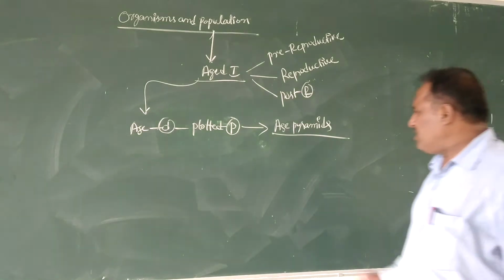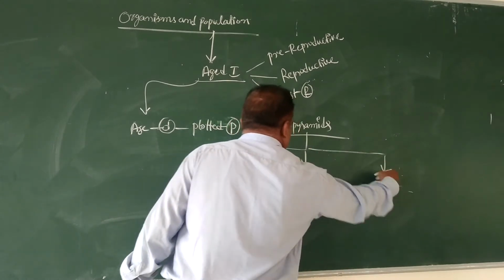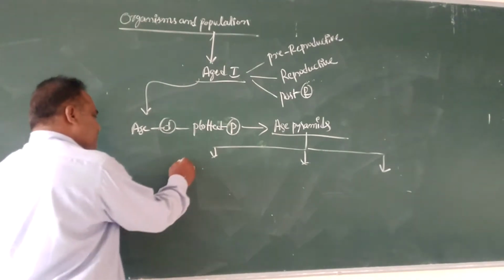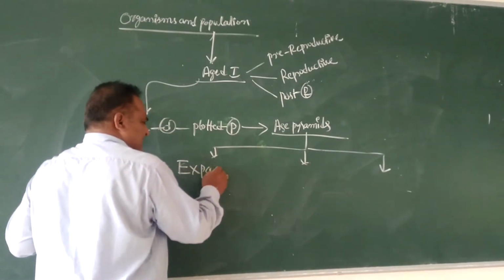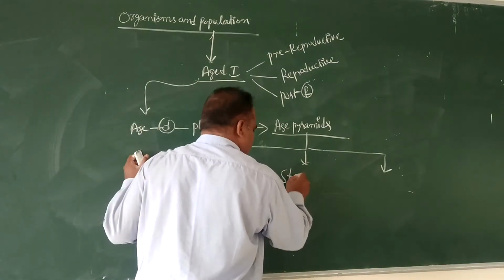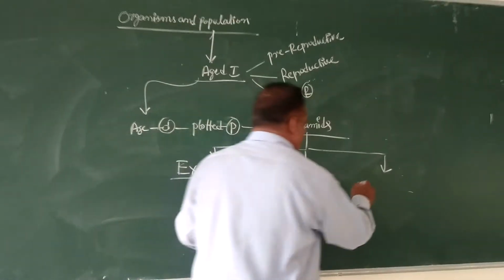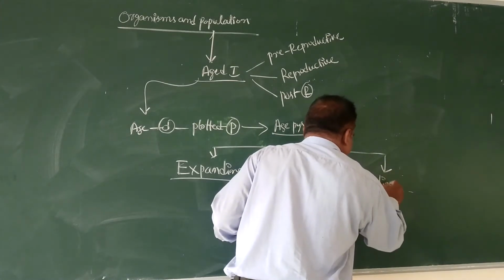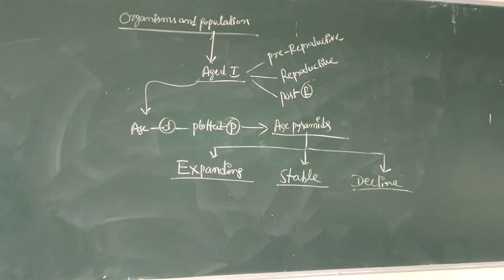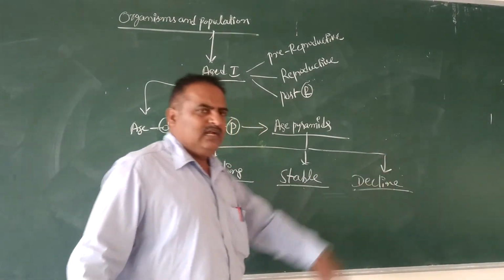Here the age pyramids are classified into three different types: one kind of age pyramid is called expanding age pyramid, the stable age pyramid, and one more called declining age pyramid. There are three different types of age pyramids in a population: expanding, stable, and declining.